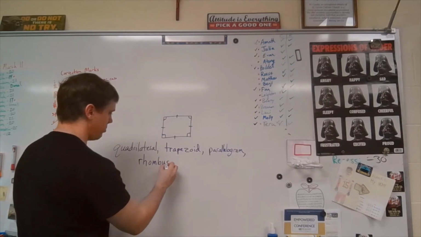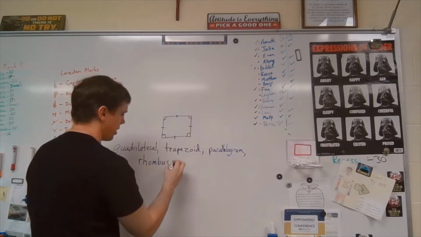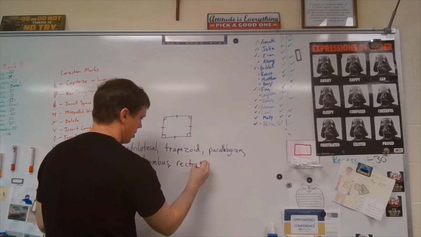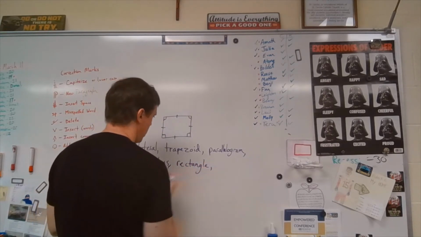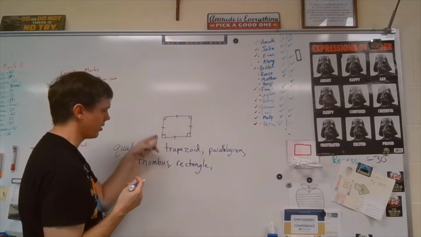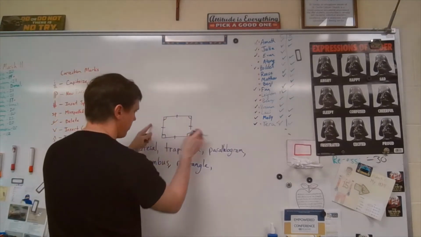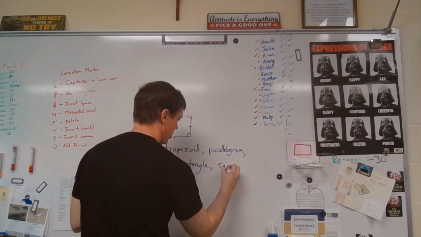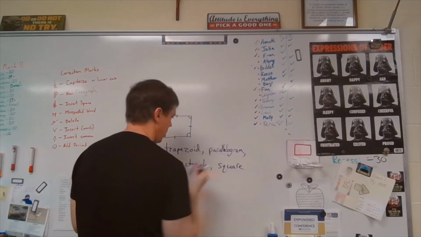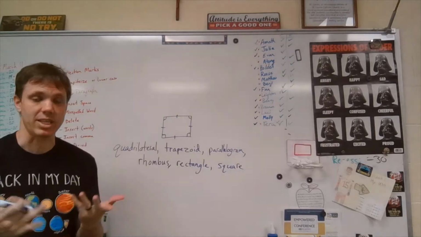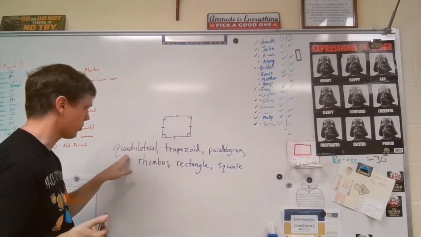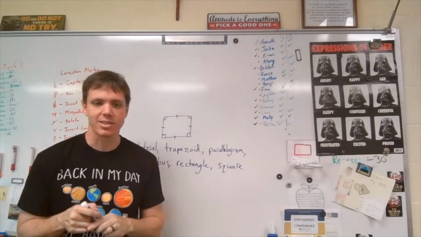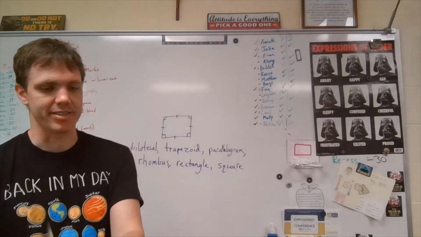But in addition to being a rhombus, it's got 4 right angles. That means that it is a rectangle. And because it has 4 right angles and 4 parallel sides and 4 congruent sides, that means that it is a square. So if you wanted to very specifically name this shape, you would say that it's a quadrilateral, trapezoid, parallelogram, rhombus, rectangle, square. Fun, right? Well, that's what you're going to be doing in this lesson.